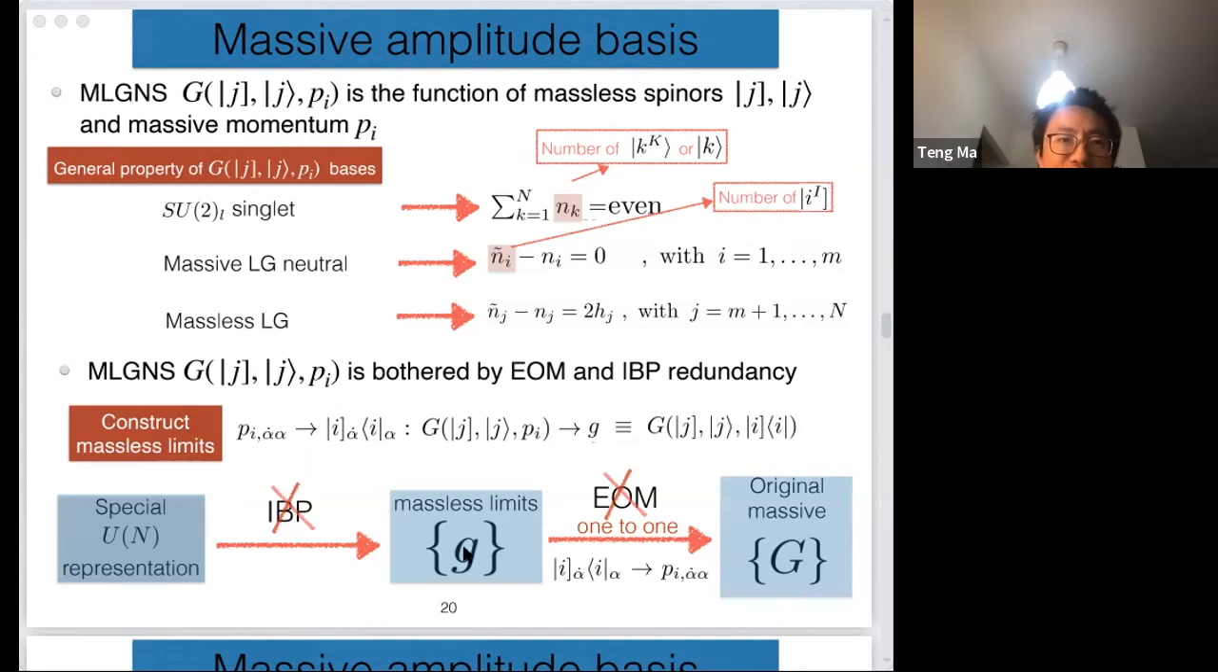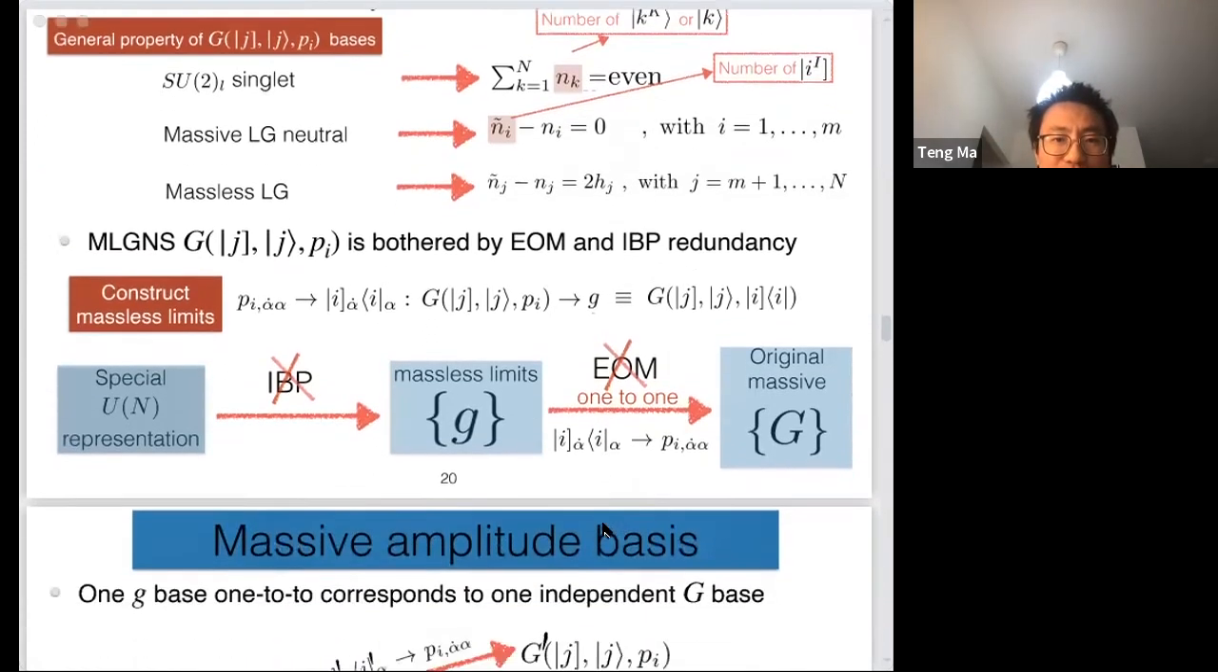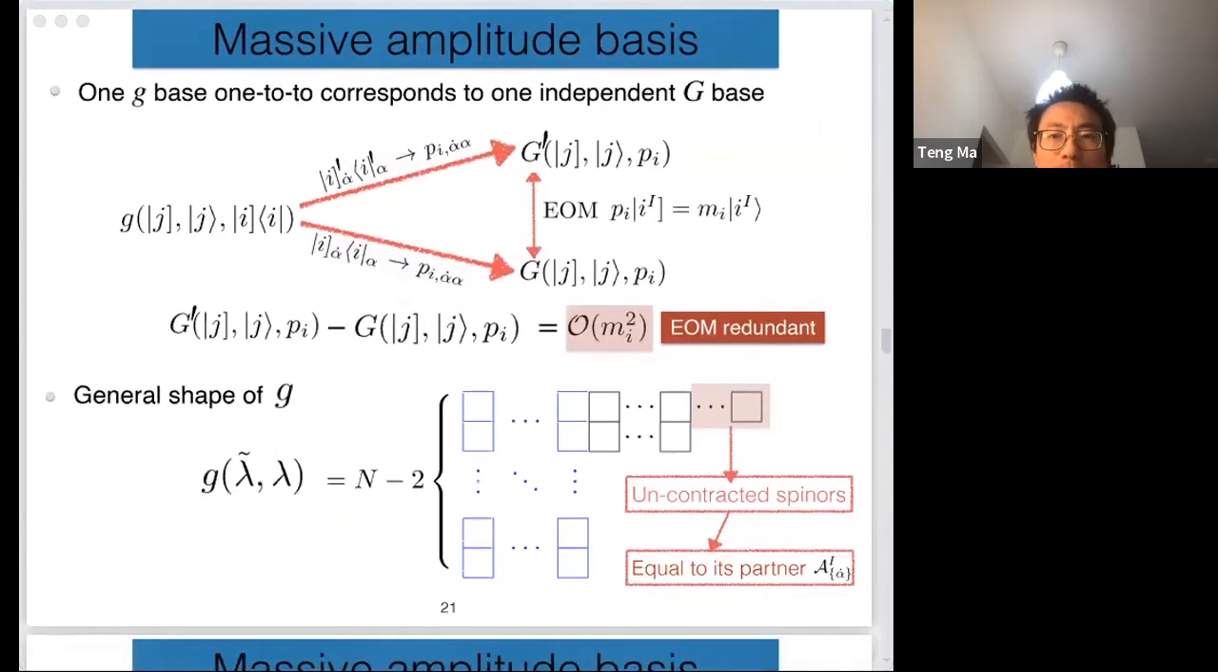And the G basis constructed in this way are all independent. This is because if some G basis were not independent, their massless limit would also not be independent, but the massless small g basis is independent, which is guaranteed by the SU(N) symmetry. So finally, the G basis constructed in this way are independent, without the IBP and the equation of motion redundancy. Each massless g basis corresponds to one independent massive G basis.